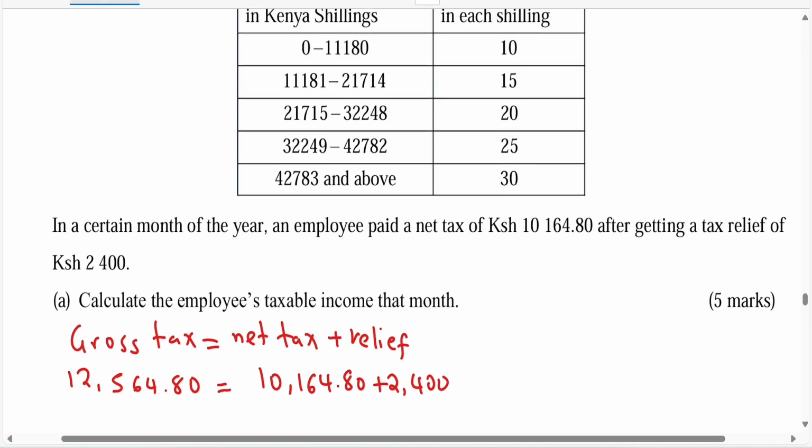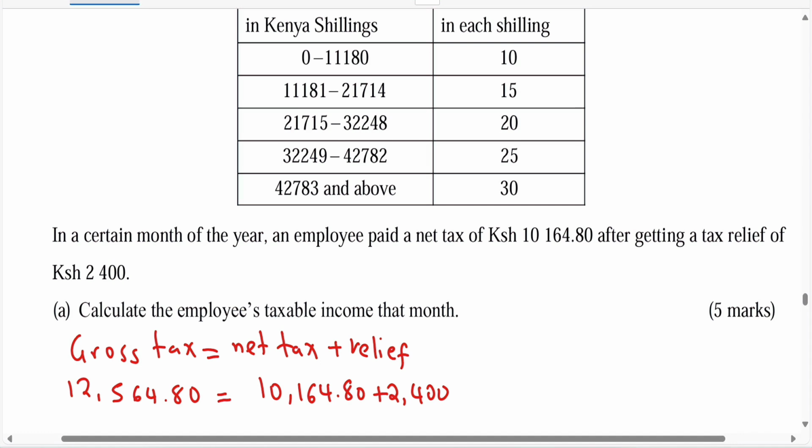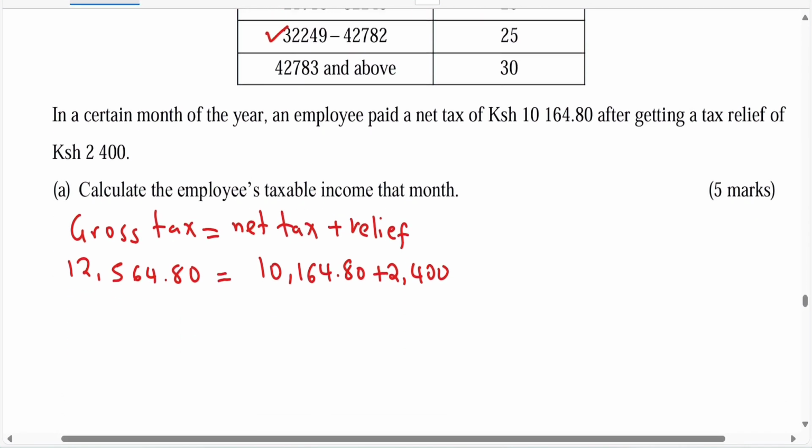So for you to get your employee's taxable income, you need to find out each slab's tax. So mwanzo tunaingia first slab yetu, tutatafuta tax yake. Second slab tunatafuta tax. Third slab mpaka upate slab ambayo ukiadd tax zote za hizo slabs itafika 12,564, but most probably the first four slabs bado itakuwa haijafika 12,564.8. Kama nataka confirm, let's confirm.